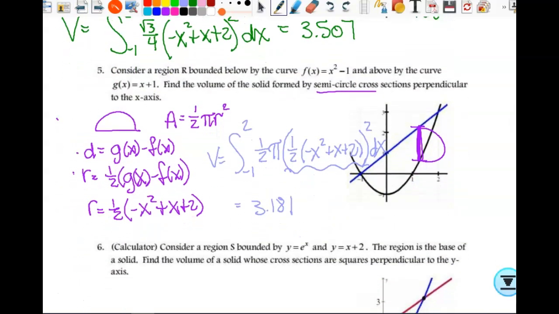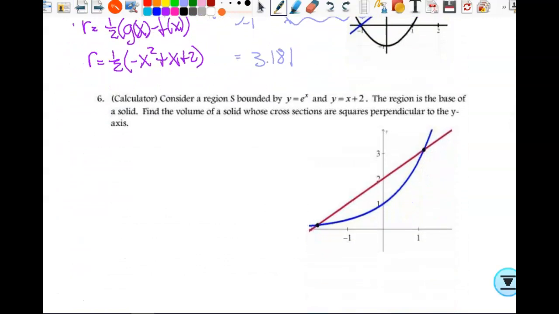All right, where are we at? You want to work this one? All right, this one does say we have a calculator problem. So we've got a region bounded by those two functions, y equals e to the x and the linear function y equals x plus 2. That two-dimensional region is the base of our solid. Find the volume of a solid whose cross-sections are square cross-sections perpendicular to the y-axis.